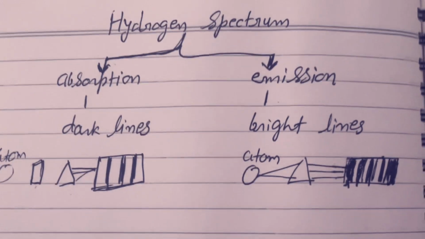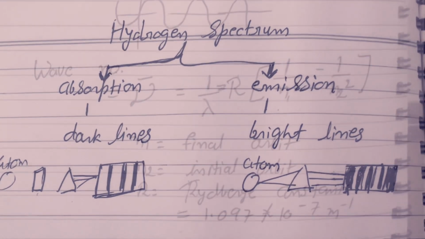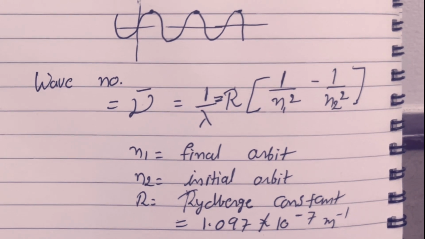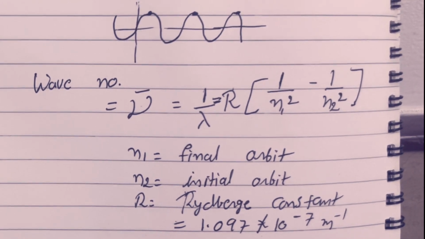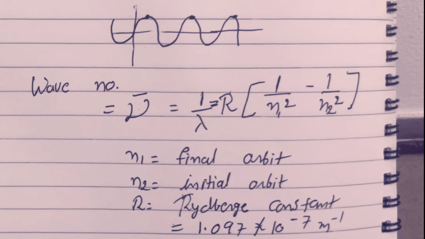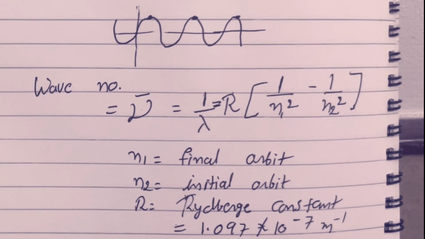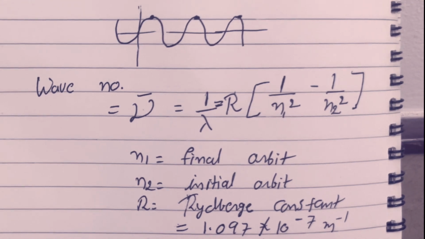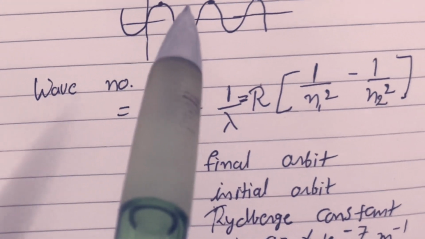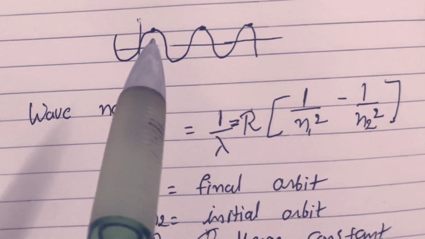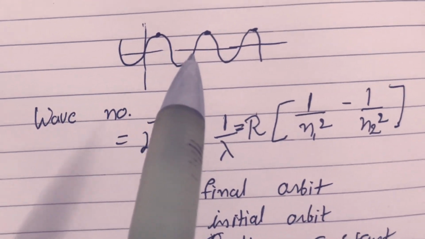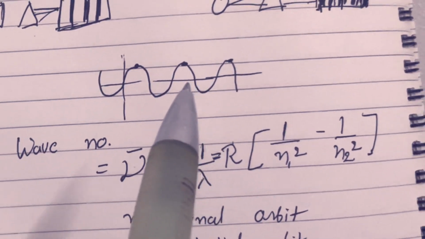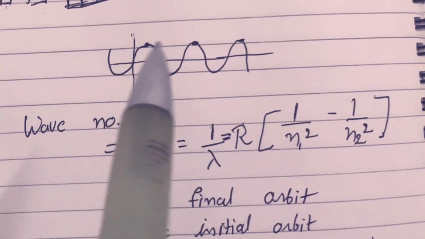So this is the difference between absorption and emission. And now from the hydrogen atom spectra, different series were studied by scientists. But for that we need to know the wave number. What is wave number? You know from the picture that here is one crest and one trough, one crest and one trough, one crest and one trough, meaning in total you are seeing 3 crests and 3 troughs. So 3 waves are there.